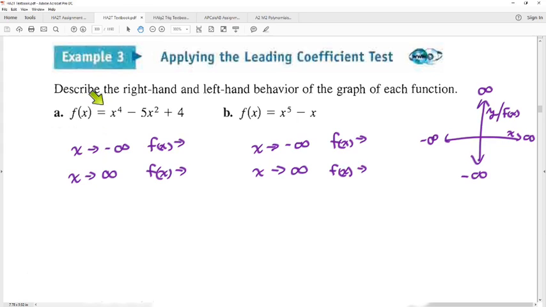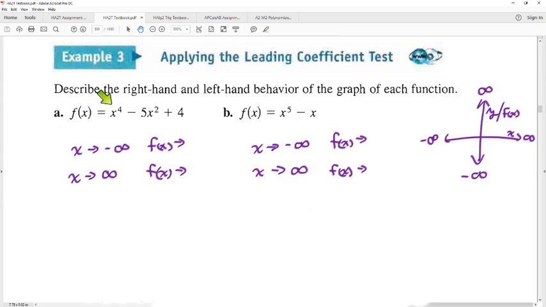Okay, so this degree, the highest exponent is right there. It's that one. It's 4. So we have an even degree. That means both of these are going to be the same. It's going to be up, up, or down, down.